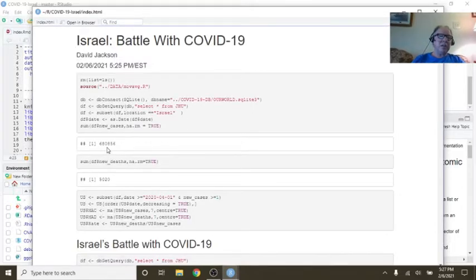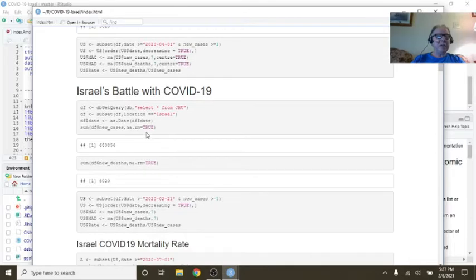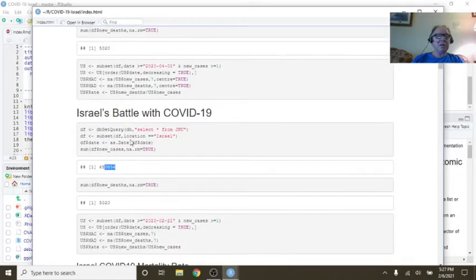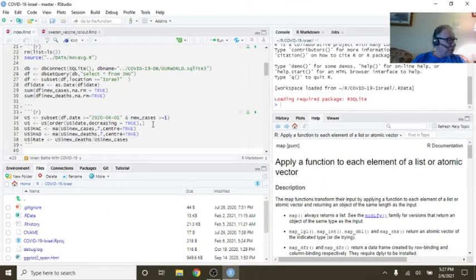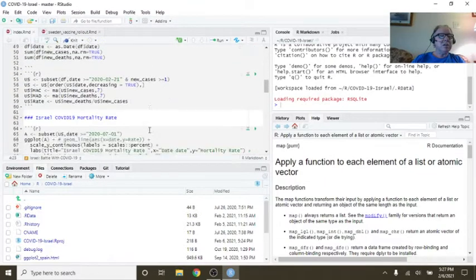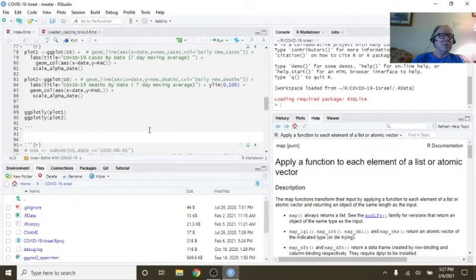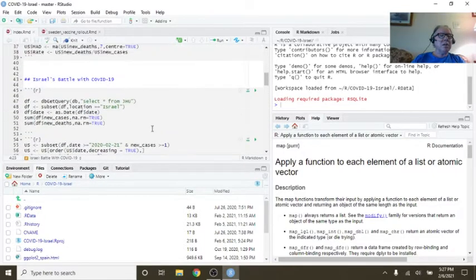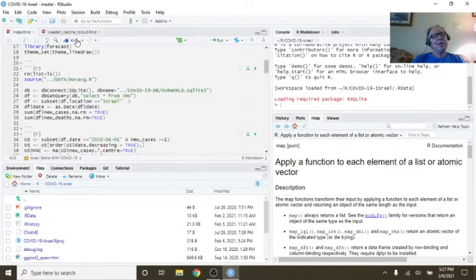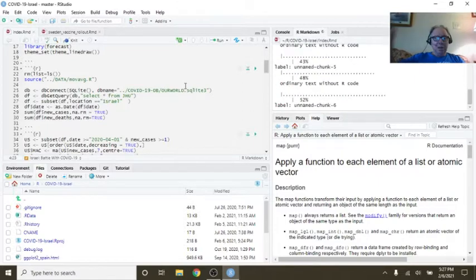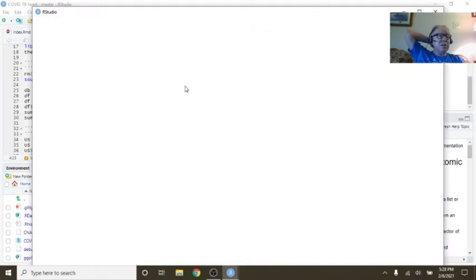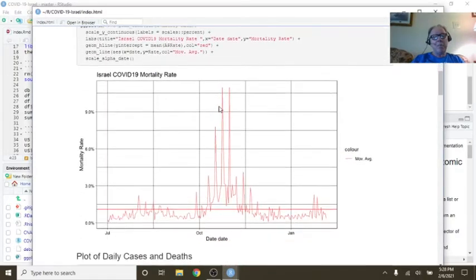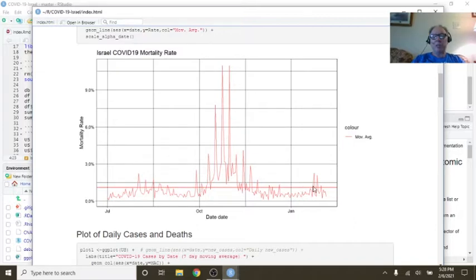You can see currently Israel has a total of 6.8 million cases, but only 5,020 deaths. I don't know why I repeated this number here again. Kind of strange. Let me take care of these second two numbers. I'm not sure why I'm seeing two plots there, or two totals there. Okay, anyway, come on down here now. You can see the good news is your mortality rate remains pretty much below average.